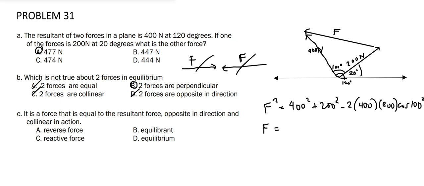For the third problem, what do you call a force that is equal to the resultant force, opposite in direction, and collinear in action? This is called the equilibrant force, which is letter B. It is a force that balances that resultant force. It is equal in magnitude, opposite in direction, and collinear with the line of action of the resultant force. This makes the equilibrant the correct term for such a force.